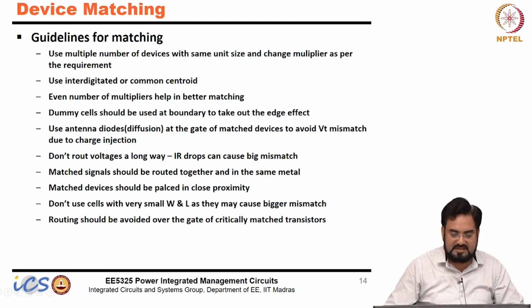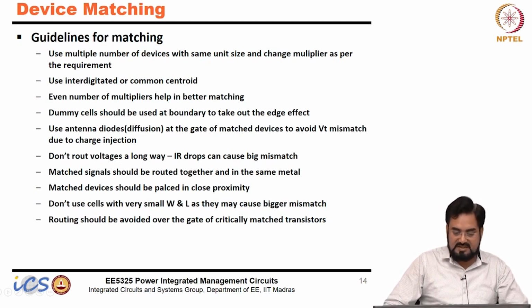Dummy cells should be placed around the boundary. Okay. Use antenna diodes. I'll talk about what exactly the antenna device is. This is usually to reduce the mismatch in VT due to charge injection on the gate.